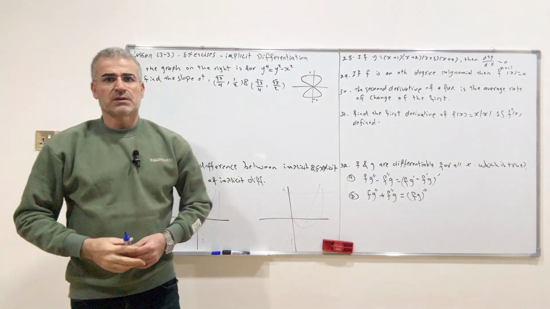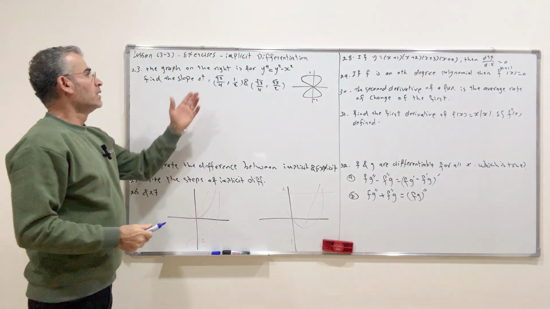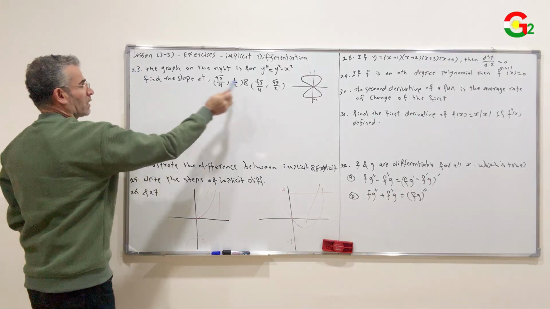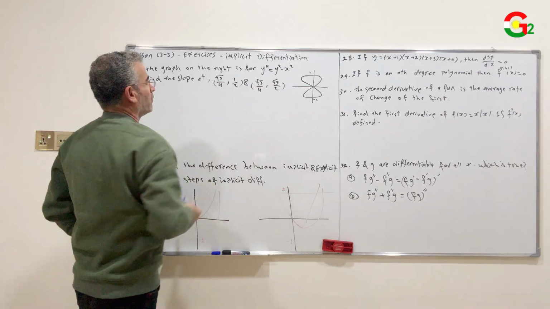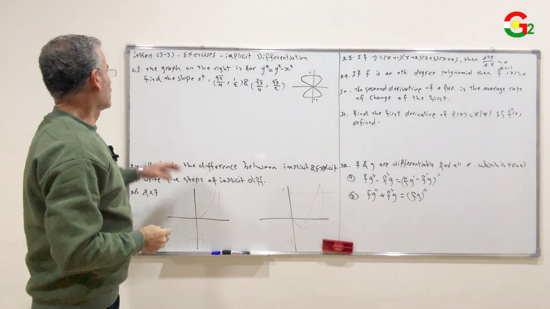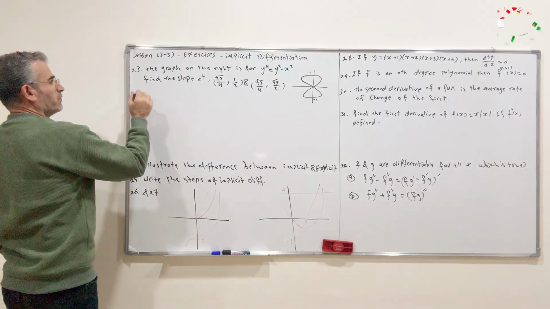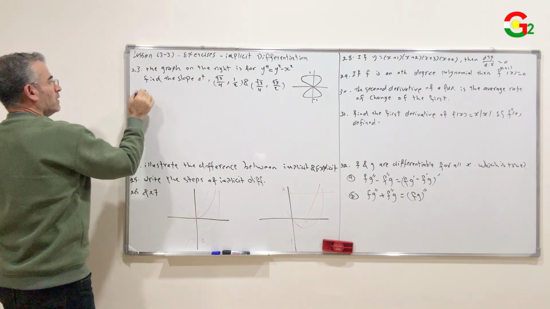Hello everyone. In this lesson, I'll complete solving the exercises of lesson 3.3 implicit differentiation. We reach number 23. The graph on the right is the graph of the equation y^4 = y^2 - x^2. Find the slope at these 2 points. To find the slope, first we find y prime by using implicit differentiation.